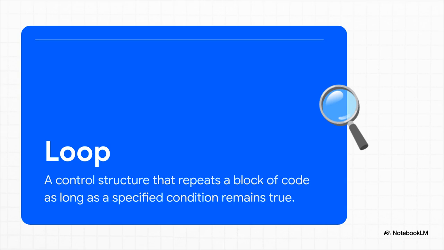You need to process 1,000 files, or maybe check every single pixel in an image. A loop lets you write that logic one time and then tells the computer, hey, you go do this 1,000 times. It is the absolute definition of working smarter, not harder.